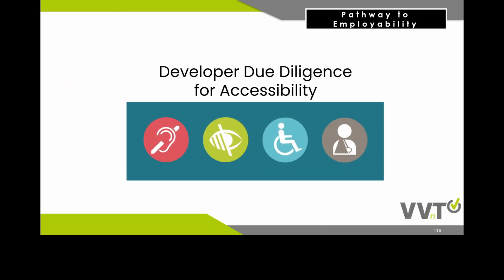Developer due diligence for accessibility. It is the process of ensuring that digital products and services are accessible to people with disabilities. This process involves developers, designers, and other stakeholders taking proactive steps to identify and address potential accessibility barriers before a product or service is released to the public. By implementing developer due diligence for accessibility, developers can create digital products and services that are usable and inclusive for all users, regardless of their abilities. This not only benefits users with disabilities, but also improves the overall user experience and can increase the marketability and profitability of digital products and services.